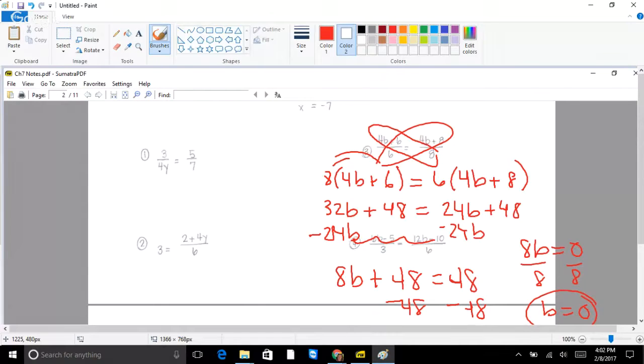So let's go back to our original problem. Well, if I have 0, I'm left with 6 over 6 equals 8 over 8. So for this particular one, b is equal to 0.